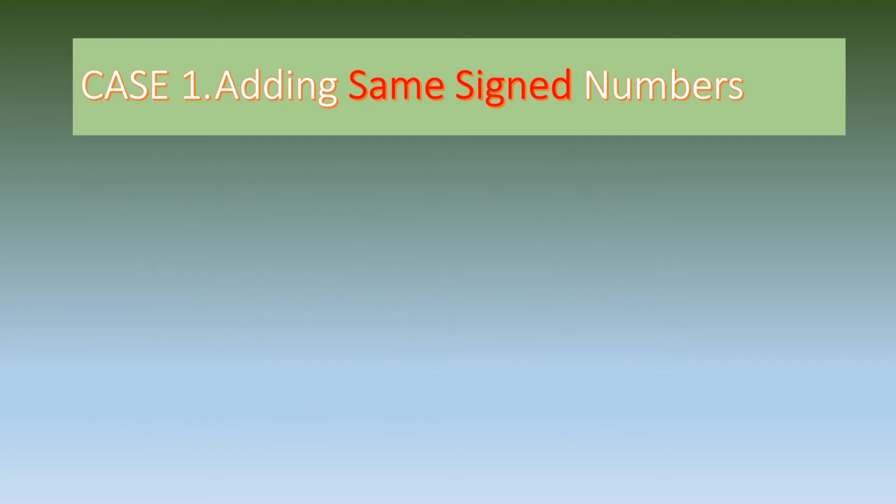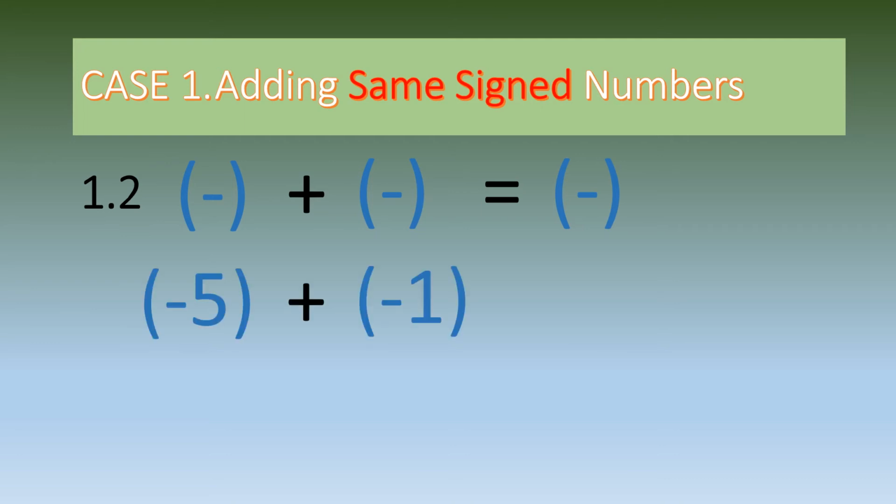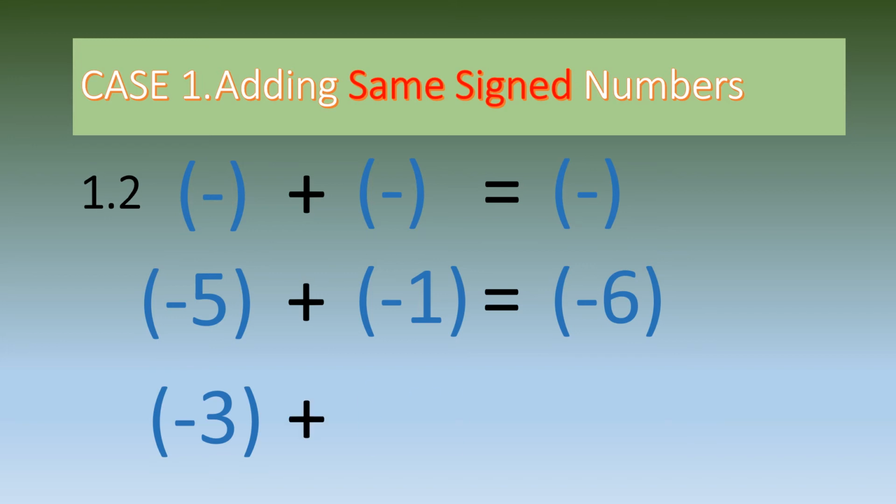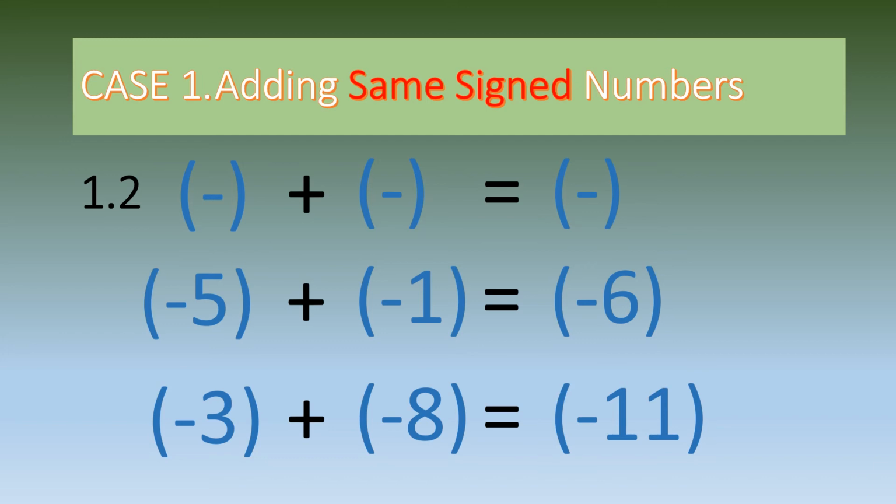Now, let us proceed to case 1.2. A negative integer added to a negative integer would result to a negative answer. Example, -5 plus -1 is equal to -6. And -3 plus -8 is equal to -11. Again, a negative number added to another negative number would result to a negative answer.